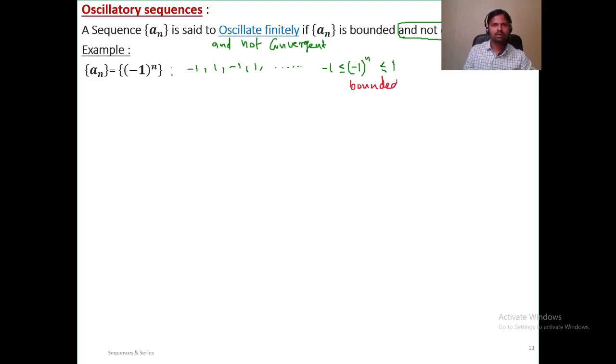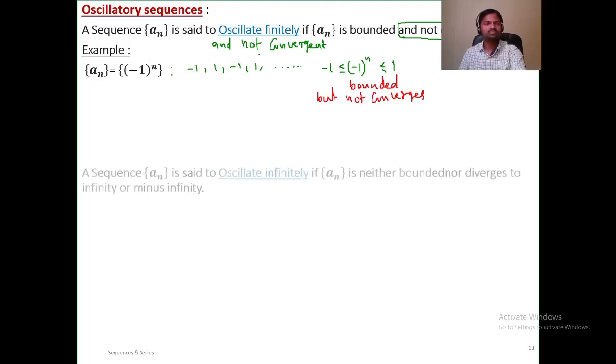Bounded, but not convergent. It is already proved by the subsequence concept that (-1)^n does not converge. So it is bounded but does not converge. Therefore this is an example of an oscillating sequence, an oscillating finitely sequence.